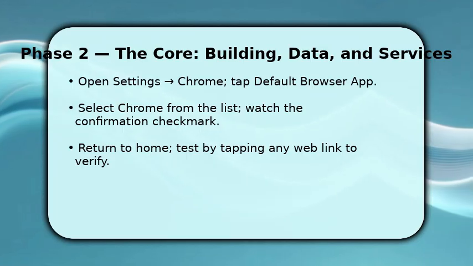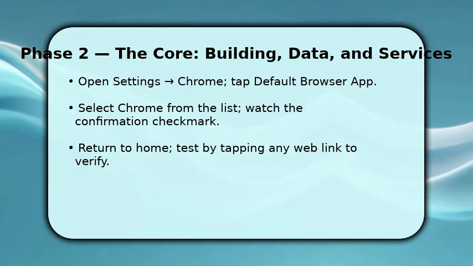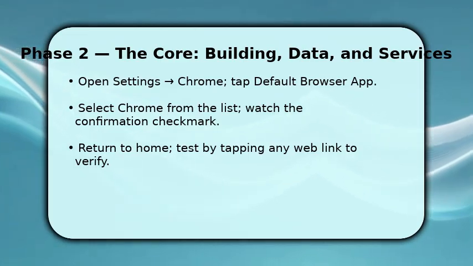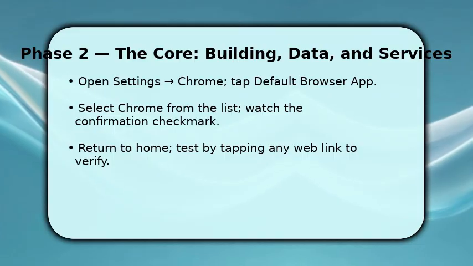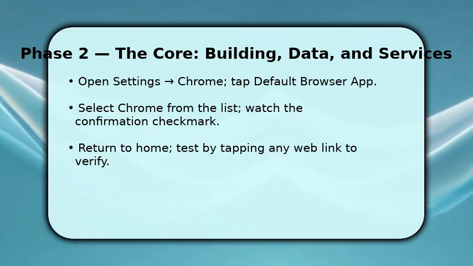Once selected, test using Mail or Messages by tapping a web link. It should open in Chrome. If it does, your switch is complete. If not, repeat the selection and relaunch both apps to apply the change.